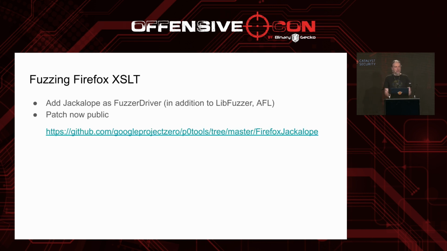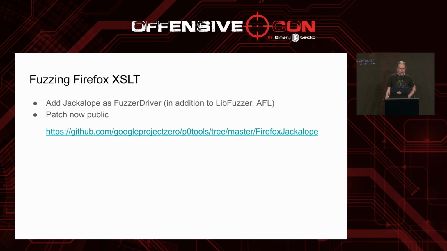So we can fuzz libXSLT relatively easily because it is an open source library. It's easy to just write a harness and fuzz it in isolation. But what about Firefox's implementation? Because, as I said, Firefox's implementation is a part of Firefox's DOM engine. It relies on other DOM objects. You can't easily just take it out and fuzz it in isolation. So how do we fuzz that?